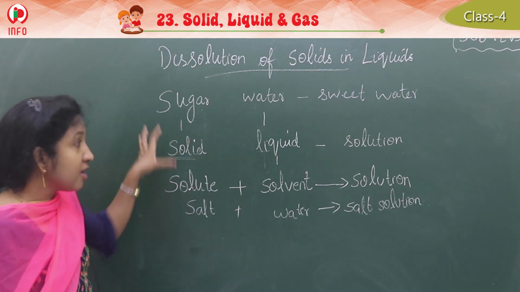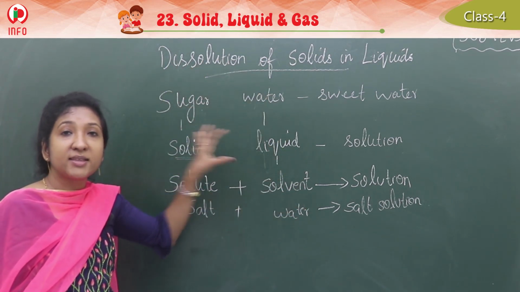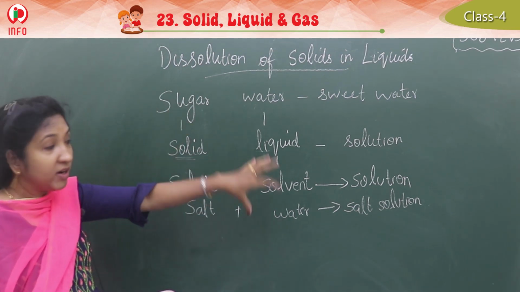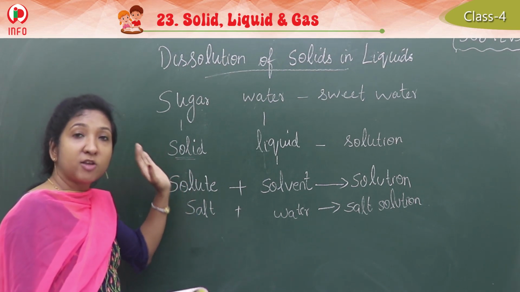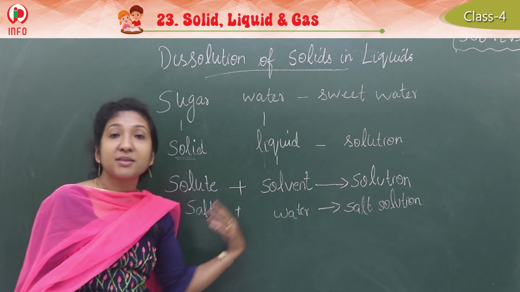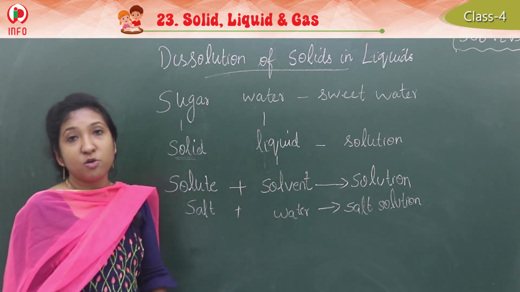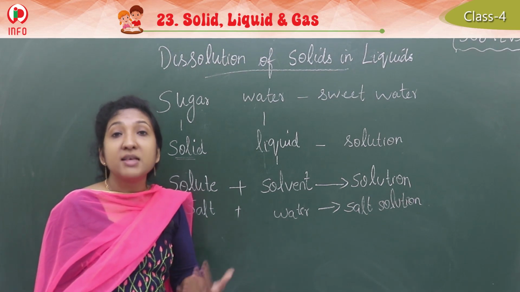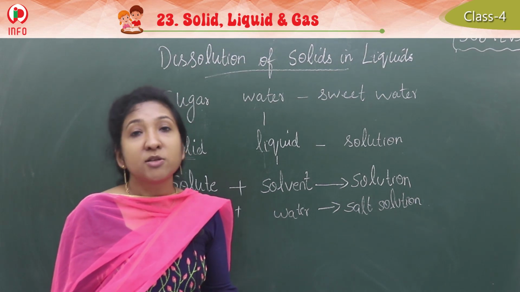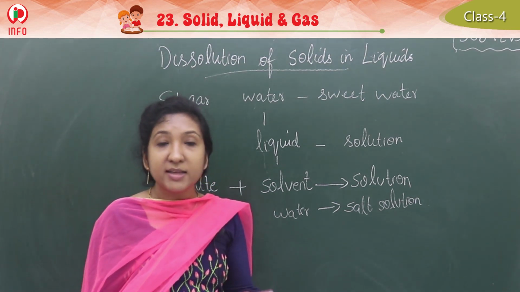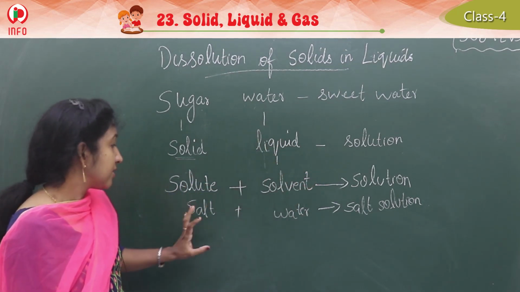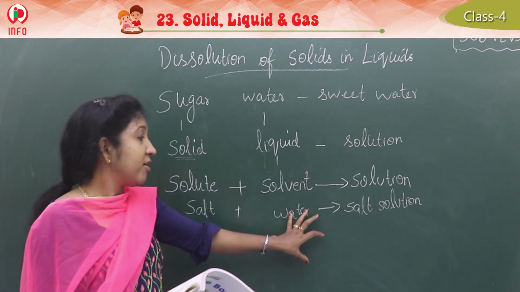The substance which is soluble in the liquid, that solid, is the solute, and the liquid in which the solute dissolves is the solvent, and the substance we get after mixing solute and solvent is a solution. Example, sugar and water, salt and water is a solution. It's an example of solute, solvent and solution. In a sugar solution, sugar is the solute and water is the solvent. Similarly, in a salt solution, salt is the solute and water is the solvent.